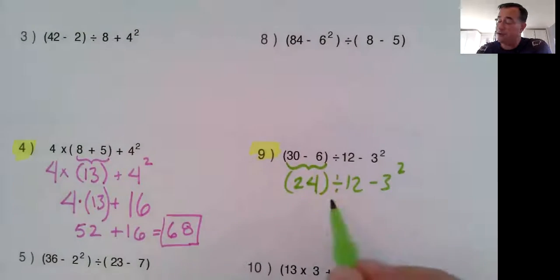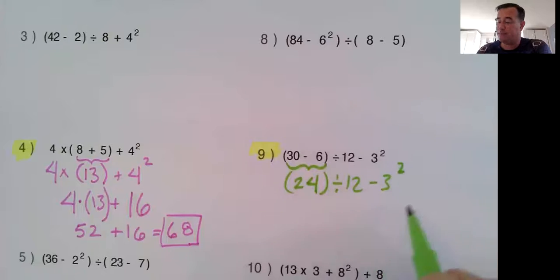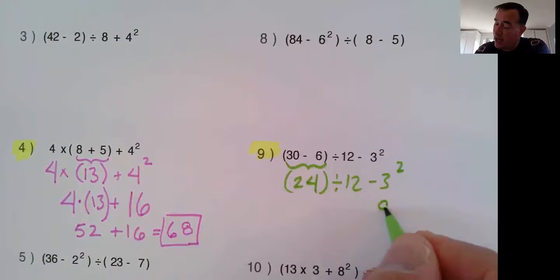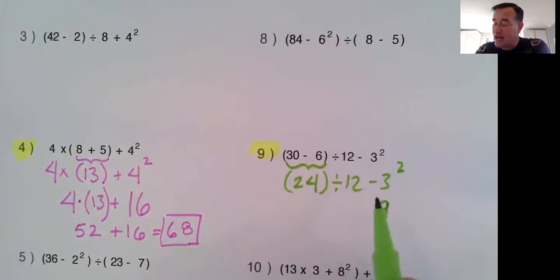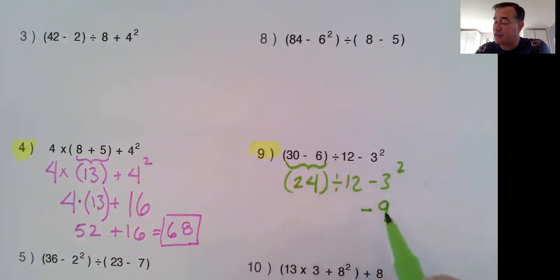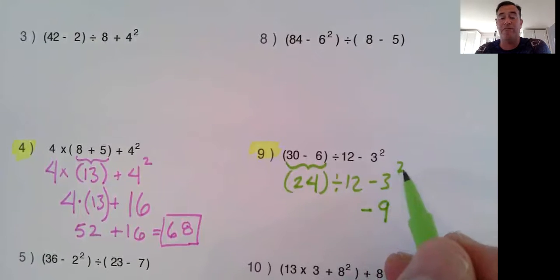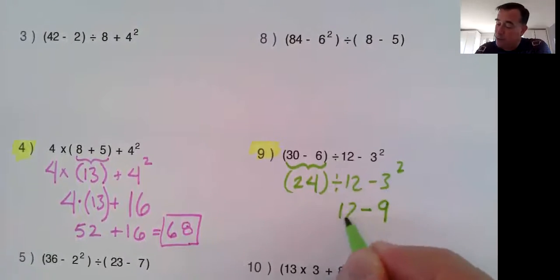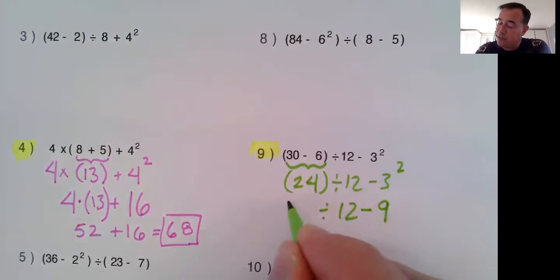Now, here I have division, subtraction, and exponent. I have to do the exponent next. 3 to the second power is going to give us an answer of 9. And because that negative there is not in parentheses, this is just a minus, so we keep it right there. If I had had that in parentheses, I'd have to square the negative number, which would give me a positive. But here, because this is not, it's still okay. So there's my 12, and there is my 24.